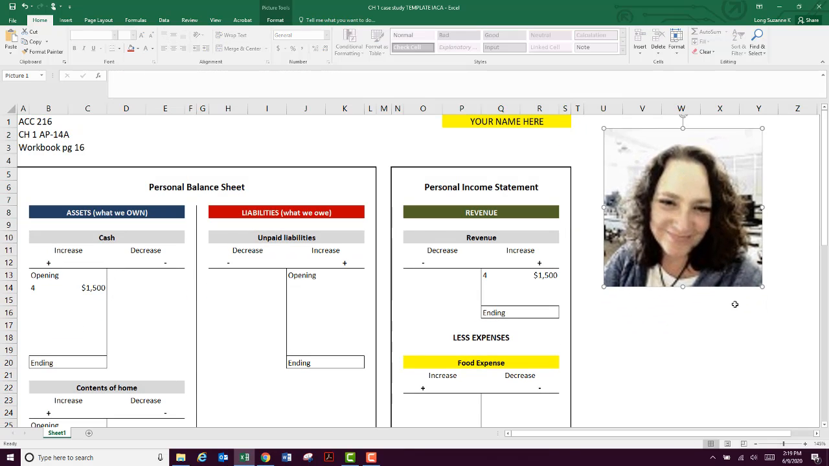Yep, that's pretty much what I look like. That's a picture of me in a WA classroom. Happy little accountant teacher girl.